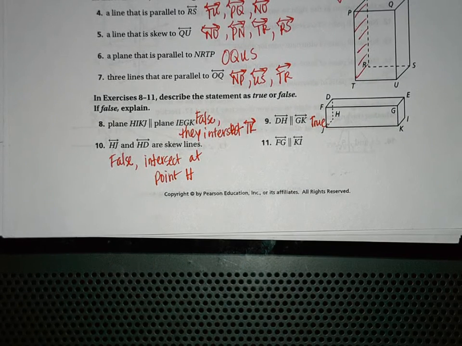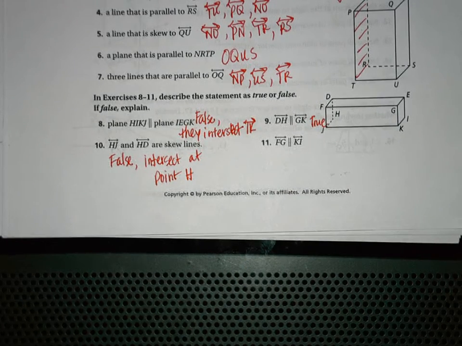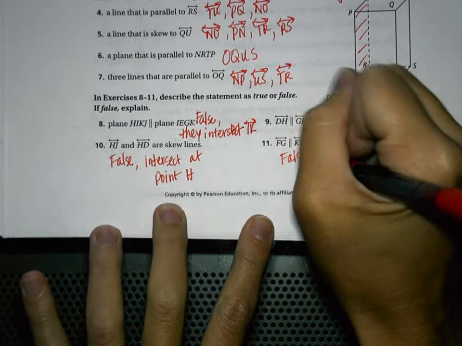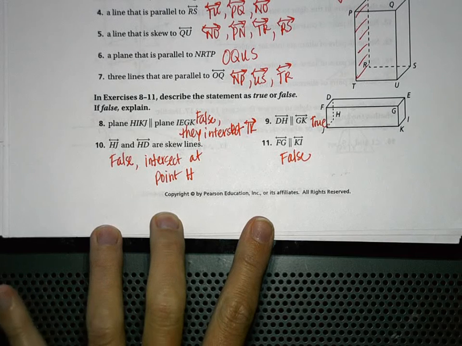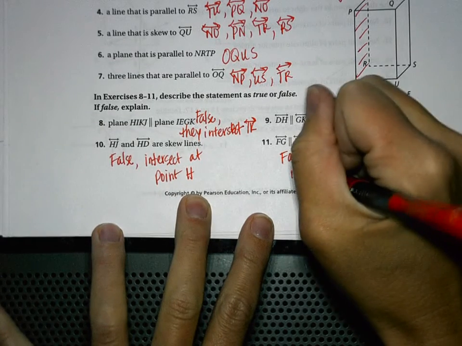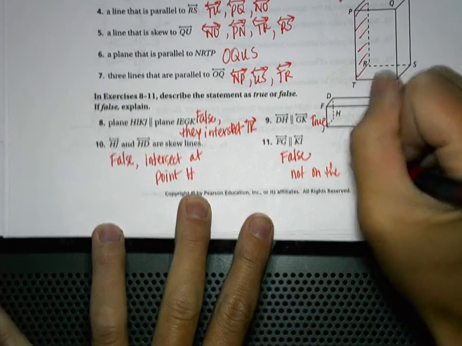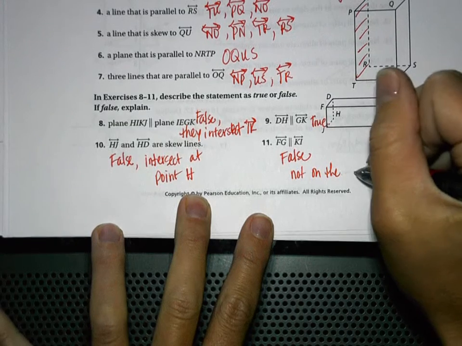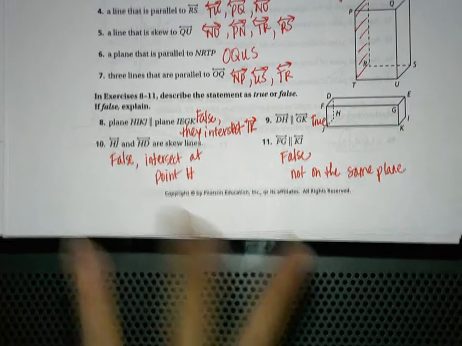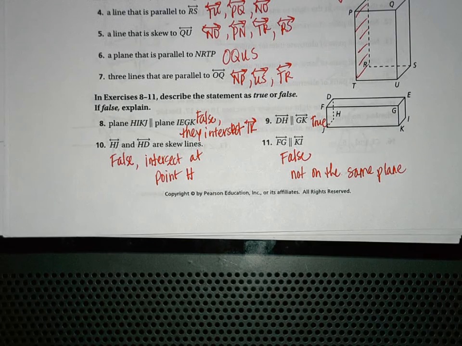Number 11: Is FG parallel to line KI? It is false. How is it false? They are skew. That would work. Also, I was thinking they're not on the same plane. So in order to be parallel, they need to be on the same plane, right? Okay, any questions on this page so far? No? All right, let's move on.